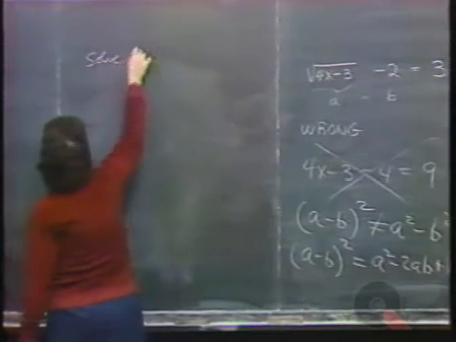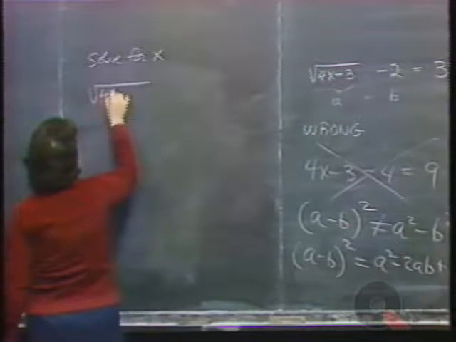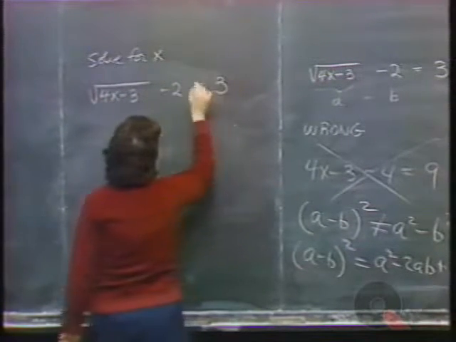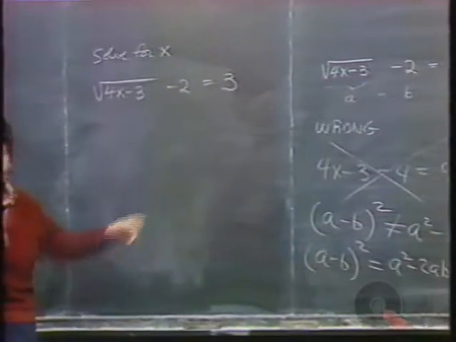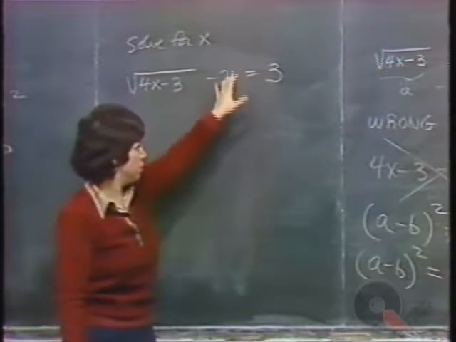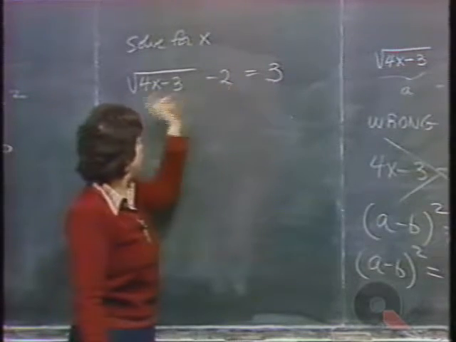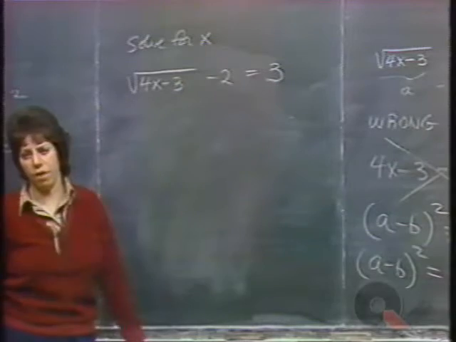Solve for x, and here we start with the radical equation. The square root of 4x minus 3, minus 2, equals 3. Squaring both sides of the equation as it stands right now will not eliminate the radical. See, the problem is you have like a minus b to be squared. So you'll get this squared and this squared, but you'll get 2 times the product of these terms, and of course that will still involve a radical.